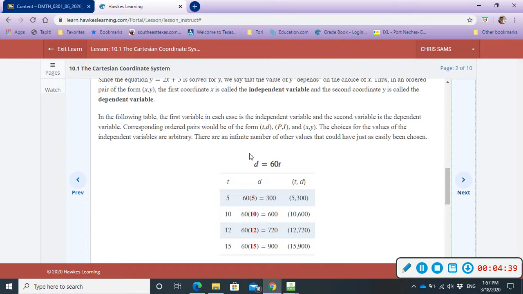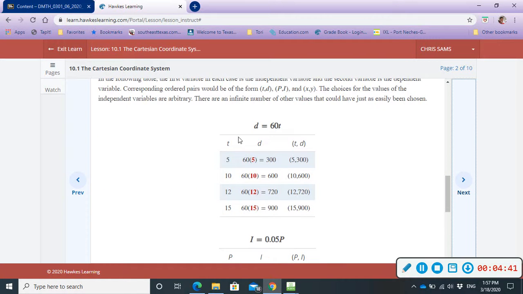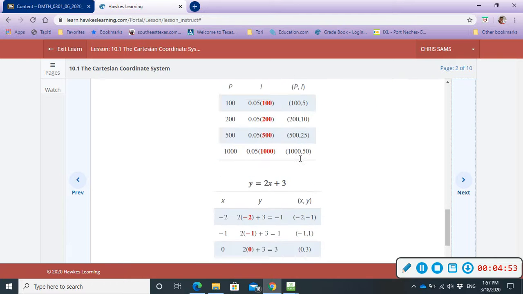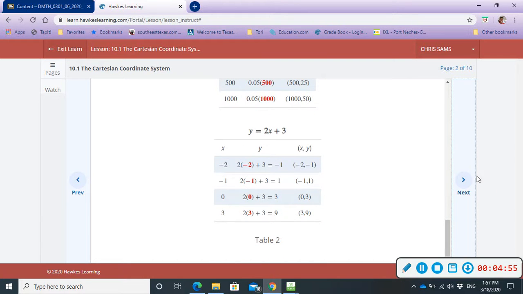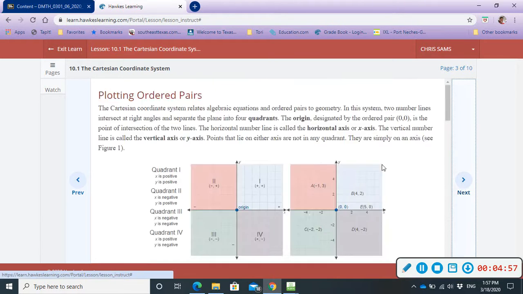Okay, so again, here are some more equations that are just giving you the input, plugging it in for the independent variable, T, and getting the dependent variable out. Several examples here.